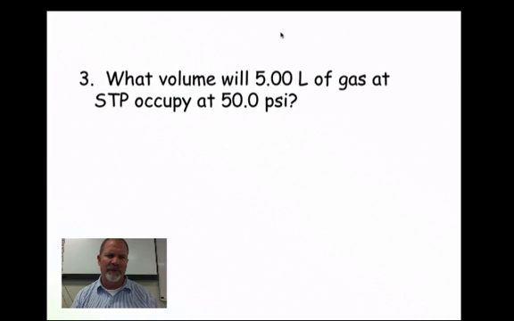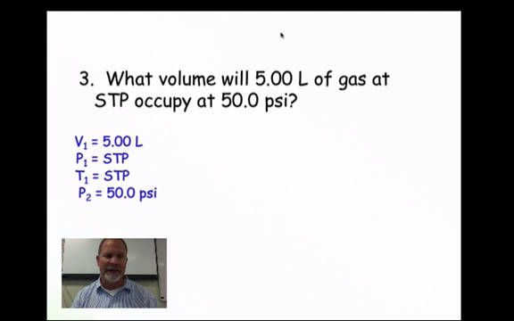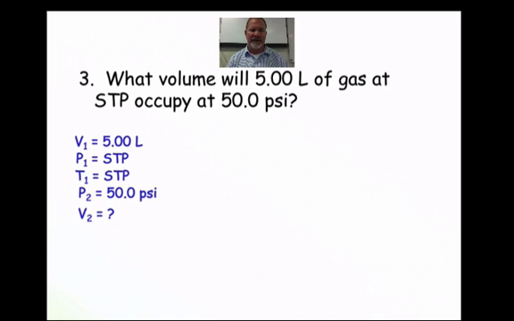The next problem is what volume of 5 liters of gas at STP occupy at 50 psi. In this situation, I again document everything I know. I was originally at STP. My volume is in 5 liters. I have a final pressure, but my original temperature never changed, so I don't need it. Even though I know it's at STP, I don't need it because it never changed.